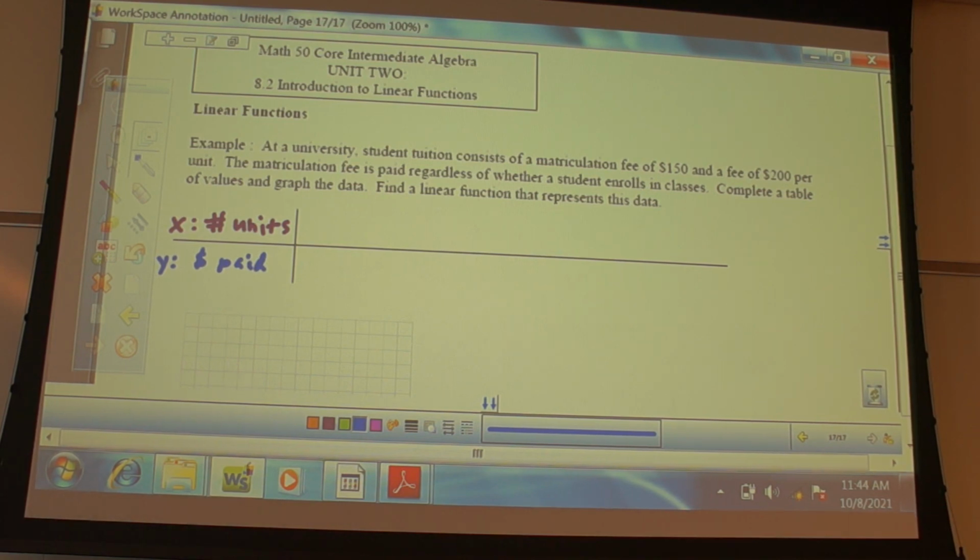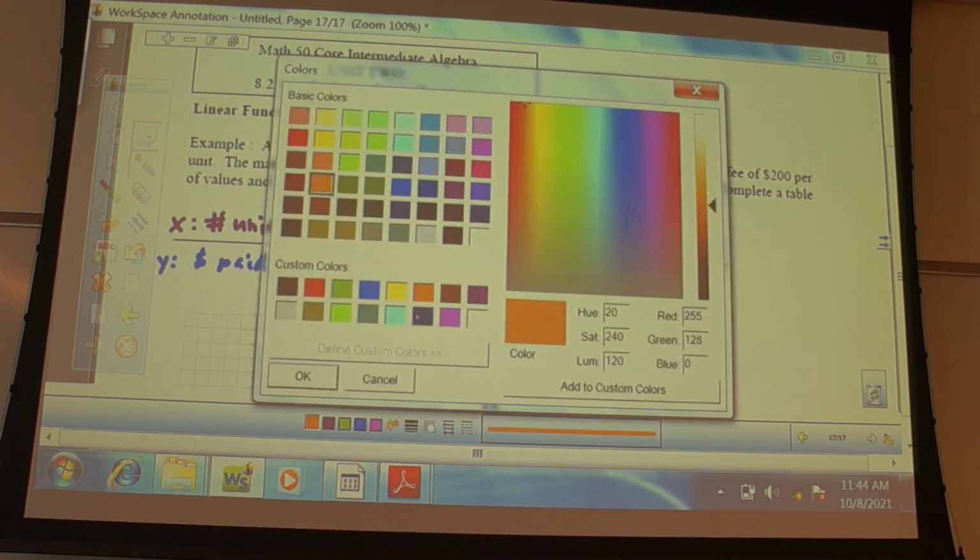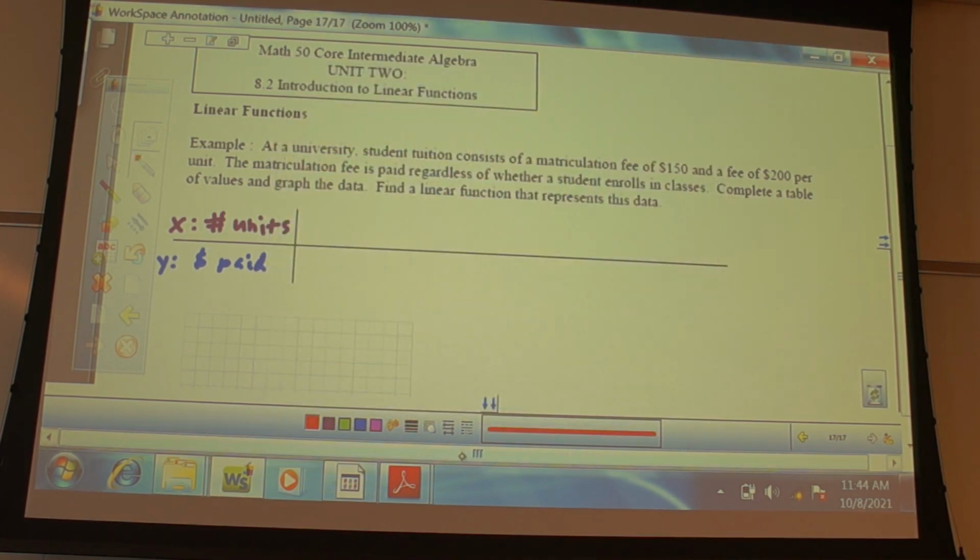Okay, so let's take a look. What are some of those numbers? If I take no units at all, how much should I pay if I don't take any units at all? I take nothing. Pay 150. You still have to pay this 150 no matter what. It's like a registration fee, whether a student enrolls in classes or not.